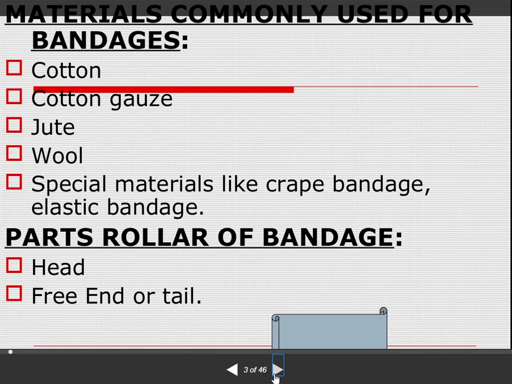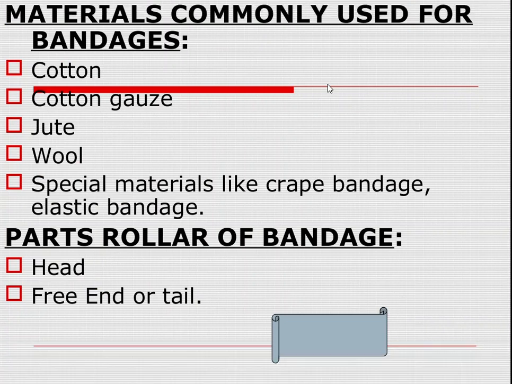Next, the materials which are commonly used for bandages. Maybe you have seen in the surgical wards how dressings and bandages are done. So, the materials used for bandages: first is cotton. Next, cotton gauze pieces are there.